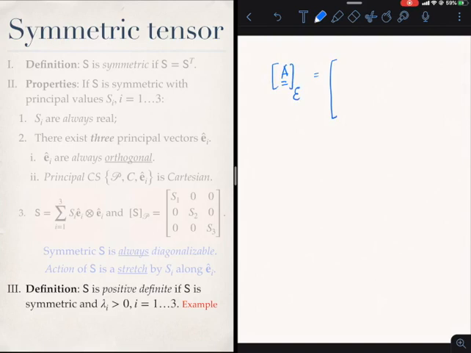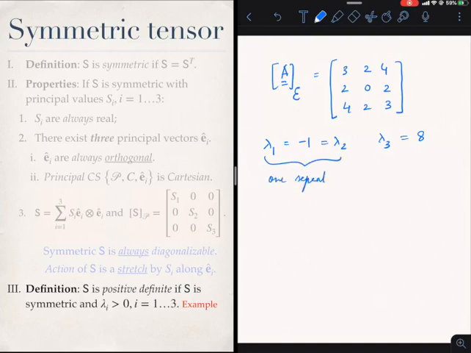has components given by 3, 2, 4, 2, 0, 2, 4, 2, 3. You can do your linear algebra and you can find that the principal values are lambda 1 equals -1, which is the same as lambda 2, while lambda 3 is different, equal to 8. So right now I have one repeated principal value.